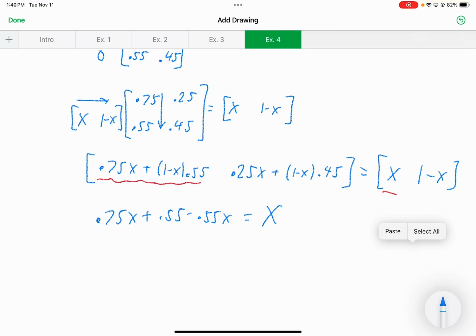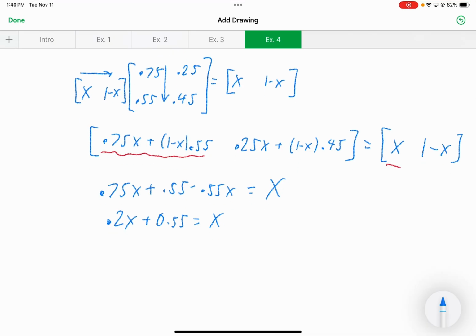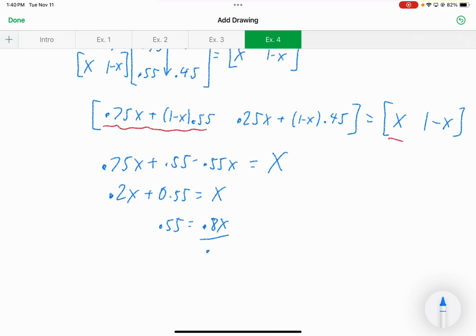0.75 minus 0.55 is going to give me 0.2X plus 0.55 equals X. So I should subtract and divide. So 0.55 equals 0.8X. Divide both sides by 0.8.